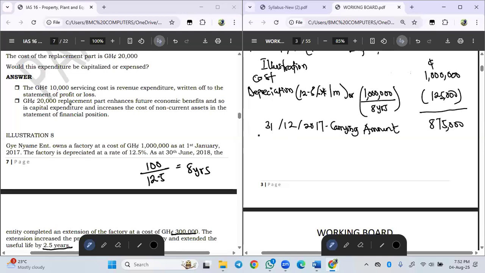Okay, so we will calculate another depreciation. All right, this time around it can be 1 million over 8 years times 6/12, because from January to June is 6 months. Or the 12.5% times the 1 million, this one also times the 6/12. So please, what's the depreciation?